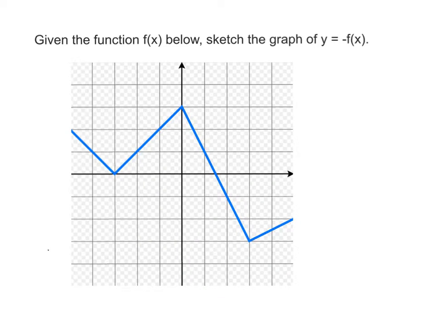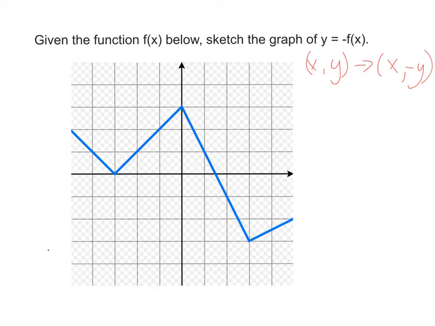Here's a function f of x, and we're asked to sketch y equals negative f of x. And I just want to show you how you can use a mapping rule to do that. You don't necessarily need to use a mapping rule. When there's only one transformation, it's pretty easy to draw. But if we were going to use a mapping rule for this, what would the mapping rule be? x, negative y, that's right.